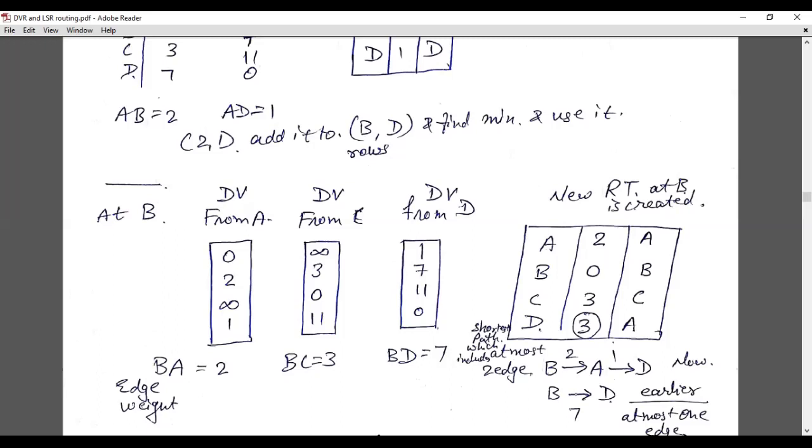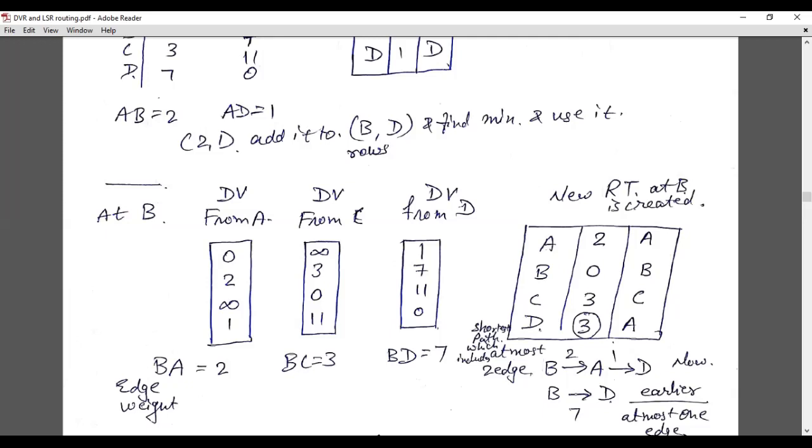At B, we need to find the edge weights for BA, BC, and BD. From B to A it is 2, from B to C the edge weight is 3, and from B to D the edge weight is 7. A similar approach will be followed. These three elements, 2, 3, 7, would be added, except for B, because B0B would be the entry inside the newly created routing table.